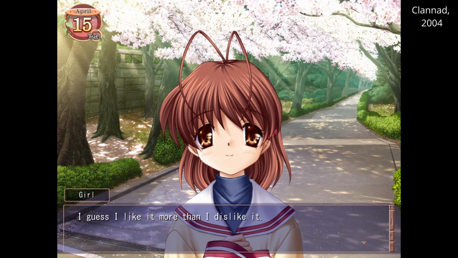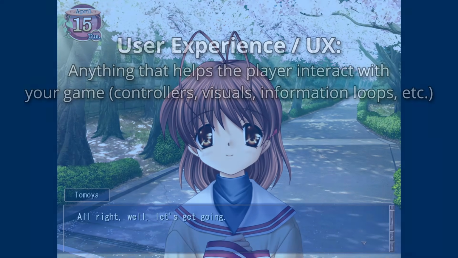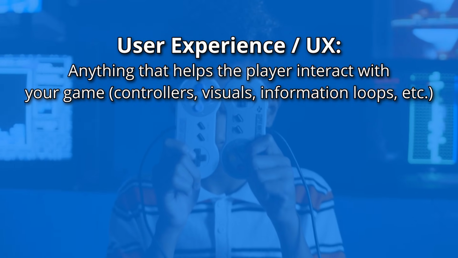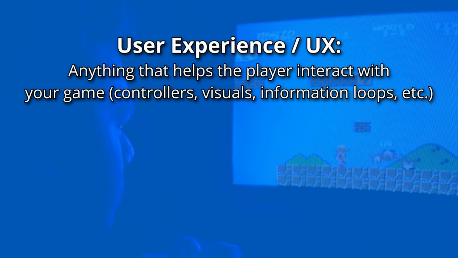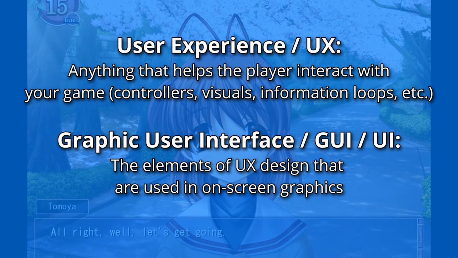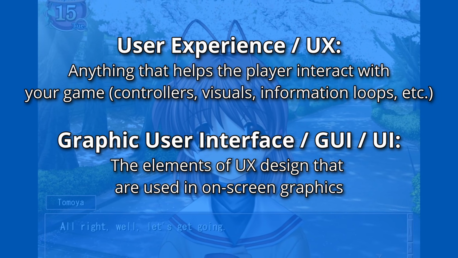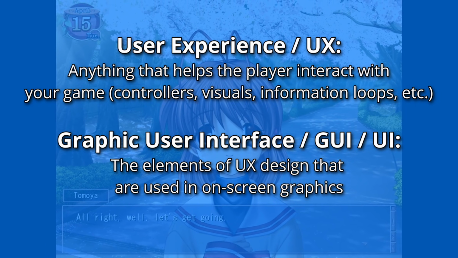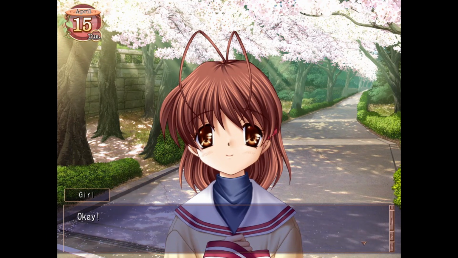Let's look at a screenshot of a visual novel and break up the different parts you see on screen. Art-wise, anything that helps the player interact with the game is called the user experience, or UX. This includes the controller, the display screen, what's on the screen, all of that. The graphic user interface, GUI, or UI for short, is specifically the part of the UX that relates to on-screen graphics. If you look at a classic visual novel screen, the way the text is displayed is also part of the GUI and comes in a few flavors.